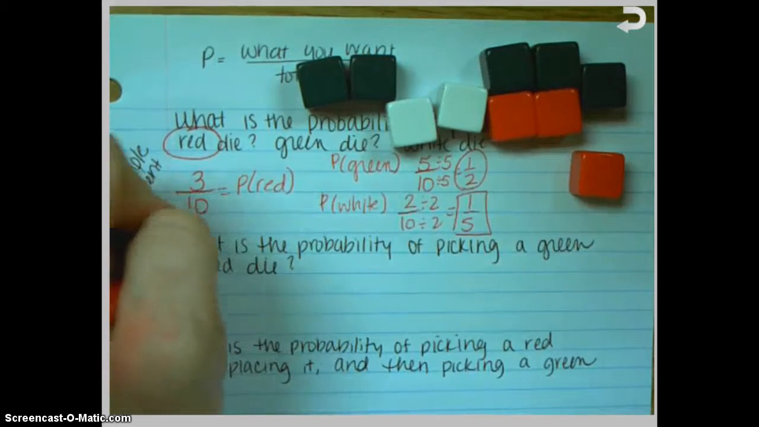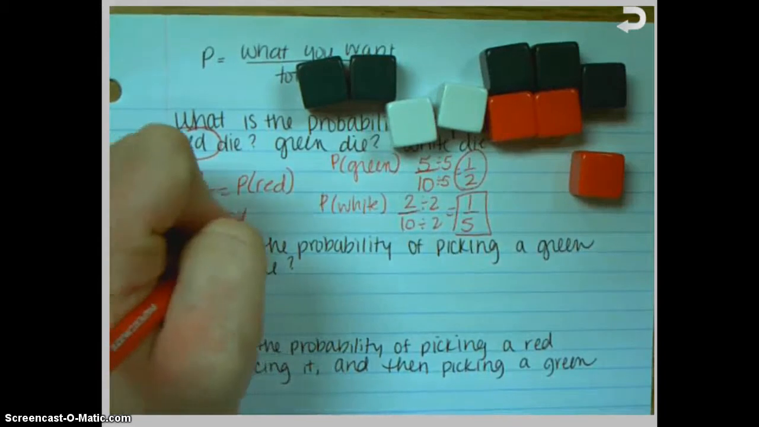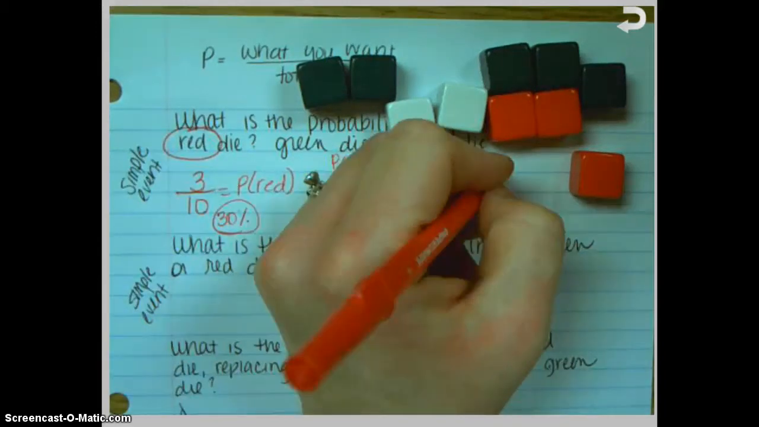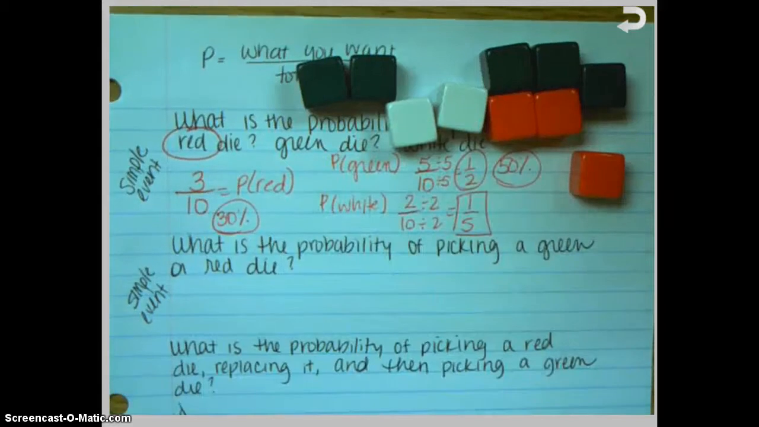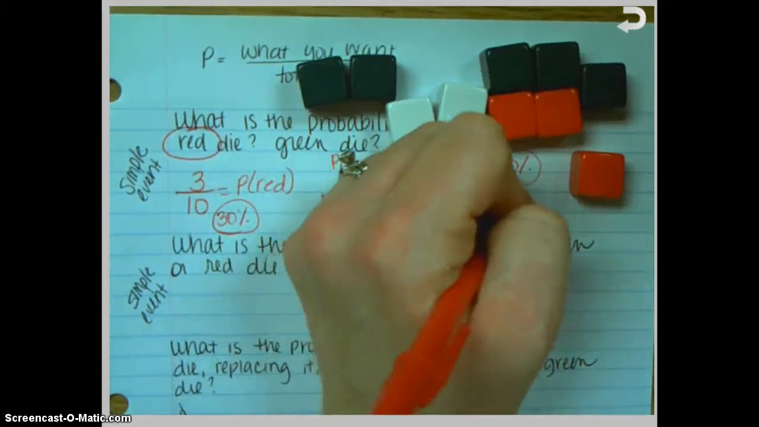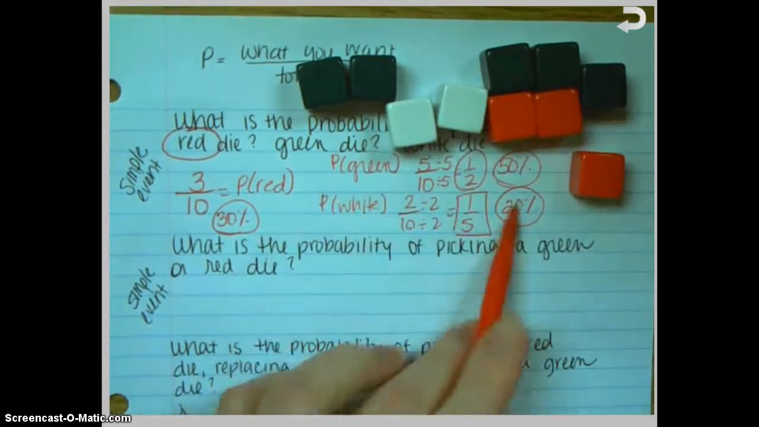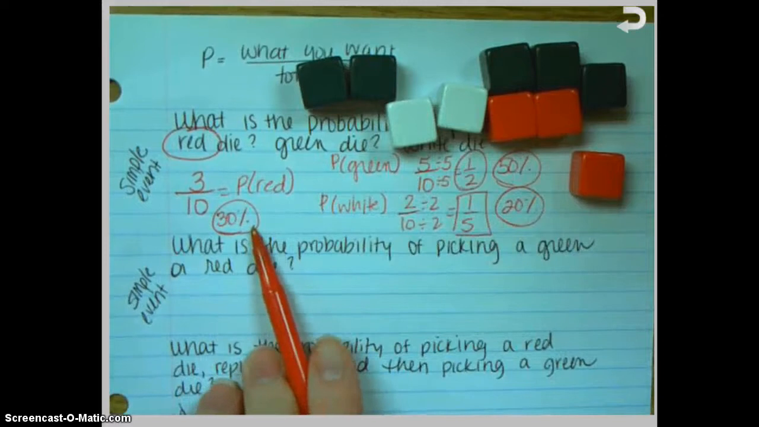Okay, 3 out of 10 would be 30%, so I have a 30% chance of picking red. 1/2 would be 50%. I have a 50% chance of picking green, and 1/5 would be a 20% chance of picking white. So altogether it adds up to 100%.